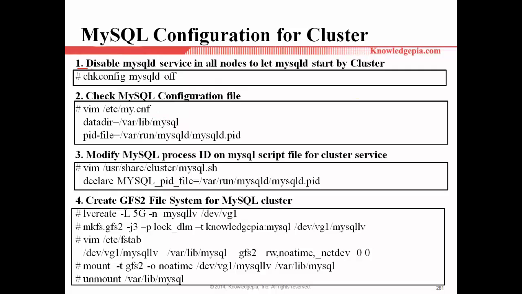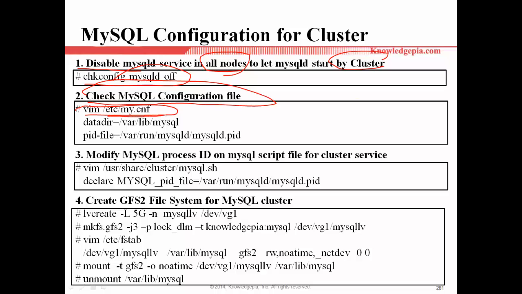Number 1, at first, disable the MySQL service in all cluster nodes because this service must be started by the cluster. So using this command, chkconfig mysqld off. Number 2, check the MySQL configuration file. So this is the main configuration file for MySQL.